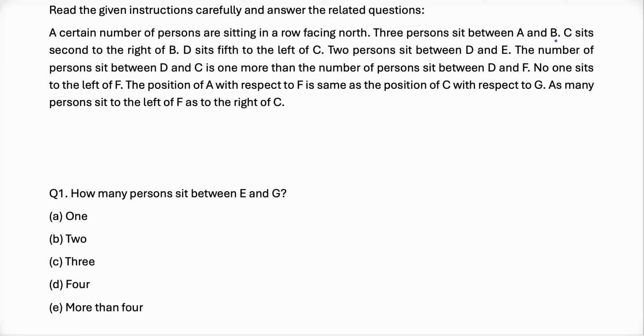3 persons sit between A and B. So we can see that it gives rise to 2 scenarios. One in which A sits to the left of B, and second in which A sits to the right of B. C sits second to the right of B. So we'll place C accordingly in both our cases. D sits fifth to the left of C. This means that there are 4 persons between D and C such that D is to the left of C. So we'll place D accordingly.